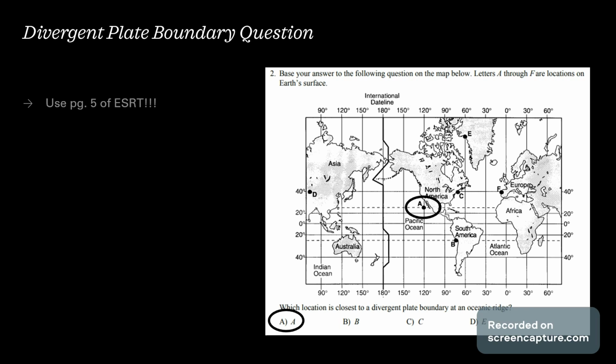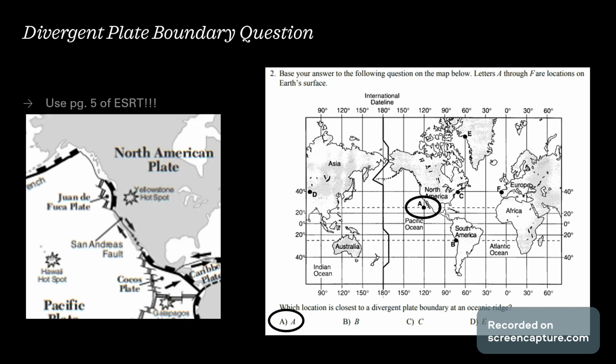So it is indeed A, and I'll show you why. Now, if I zoom in near the North American plate on our page 5 of the ESRT, what I can show you is down at the Cocos plate near Mexico, we have the symbol for divergent plate boundaries. Now, ridge is not labeled here. It won't always be labeled, but you do have your symbol available to you to use to come to the conclusion on why this is indeed a divergent plate boundary.